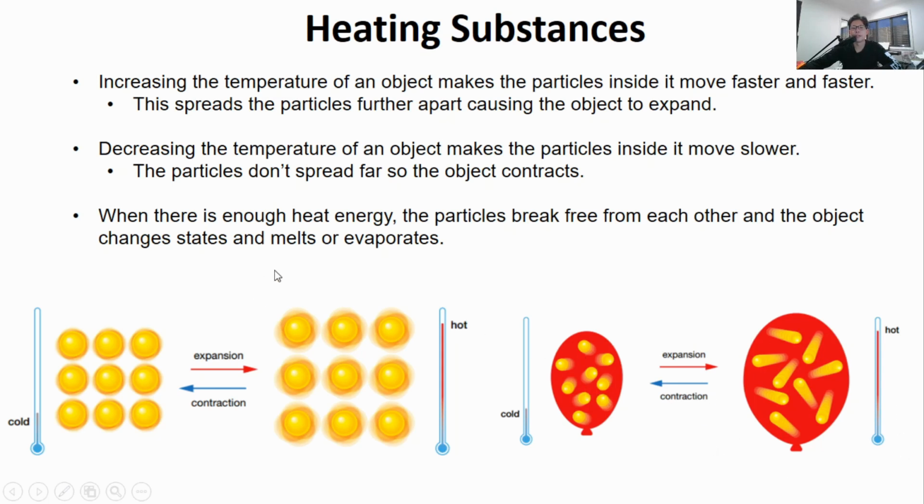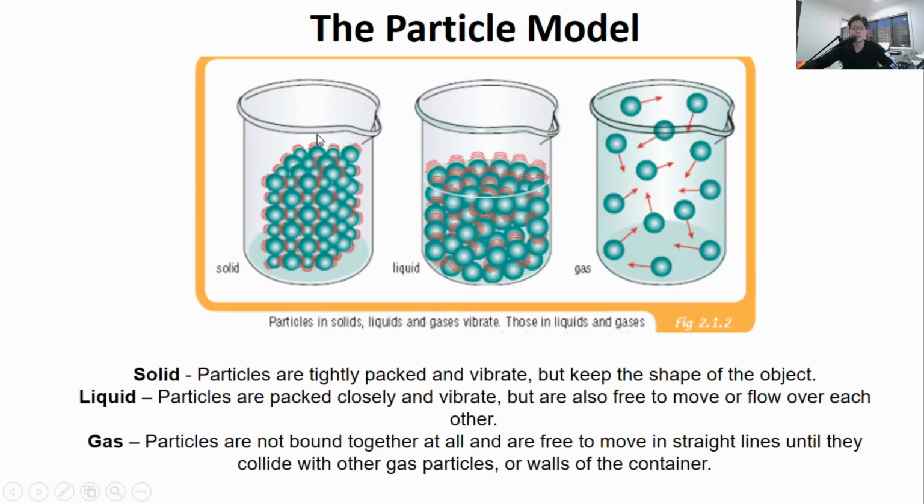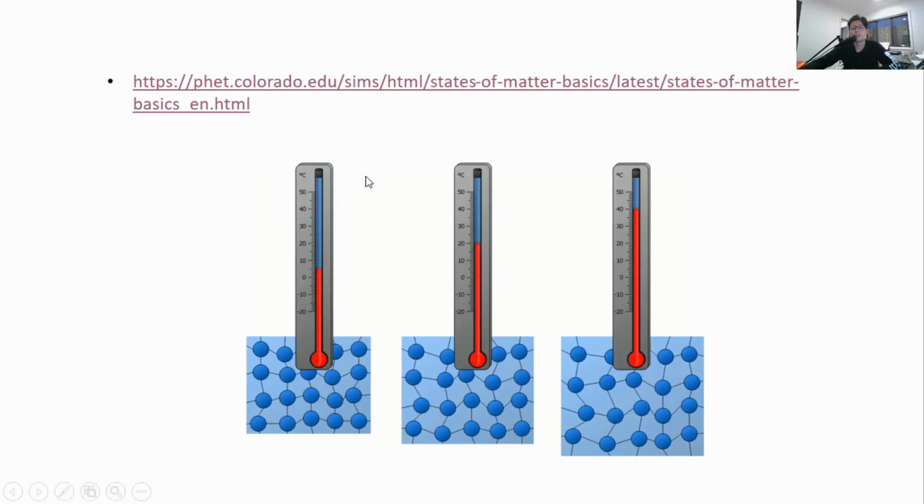When there is enough heat energy, the particles break free from each other and the object changes state and melts or evaporates. So let's use water as an example for this image on the left. It will be an ice cube if it's cold enough and doesn't have as much energy, because the particles won't be moving that much. If it gets heated up a bit, it will turn into a liquid. And then if that gets heated up even more, it will turn into water vapor or steam. Alright, so this GIF over here also depicts that.